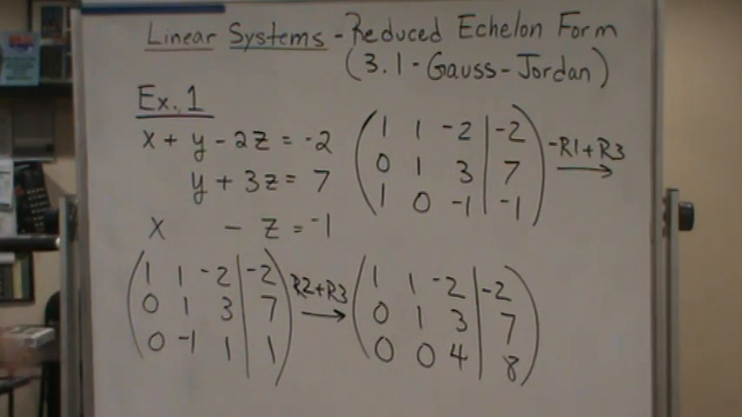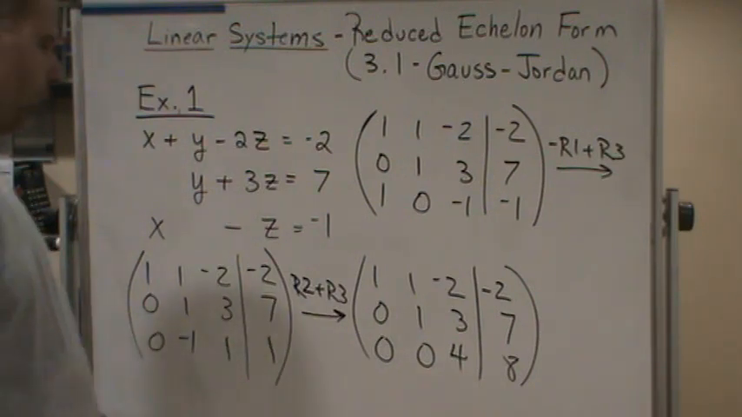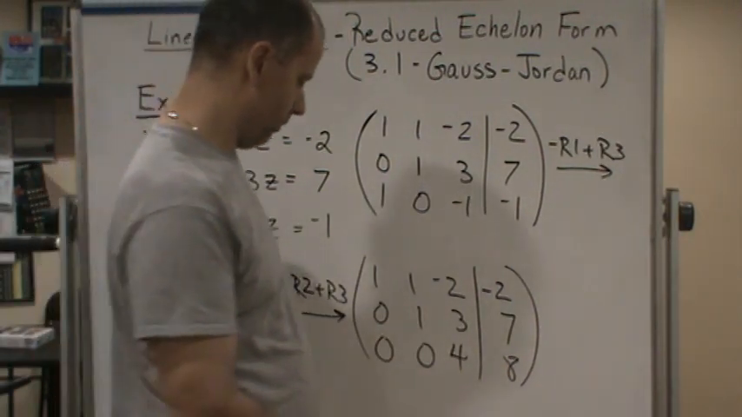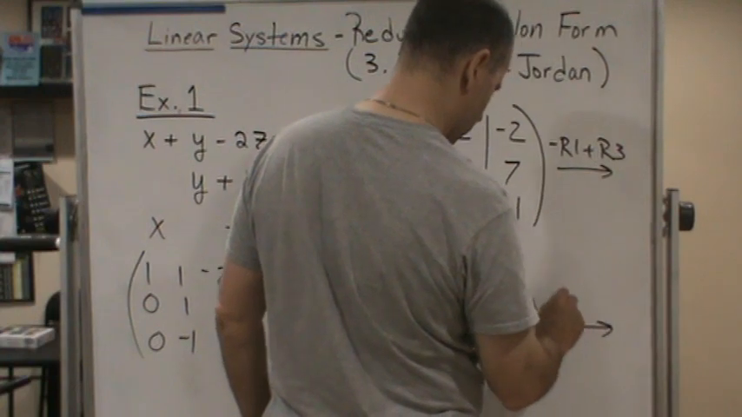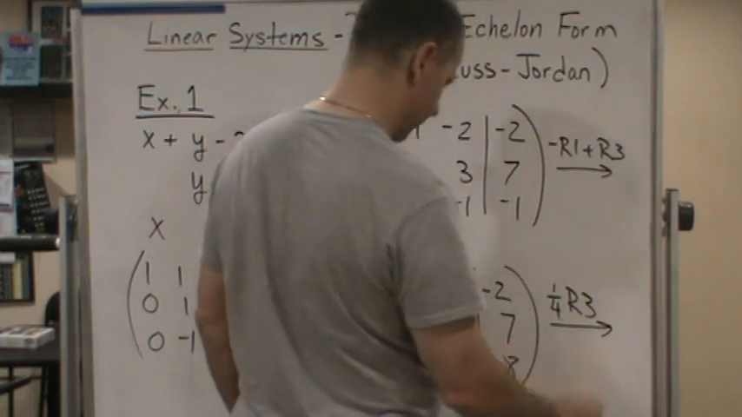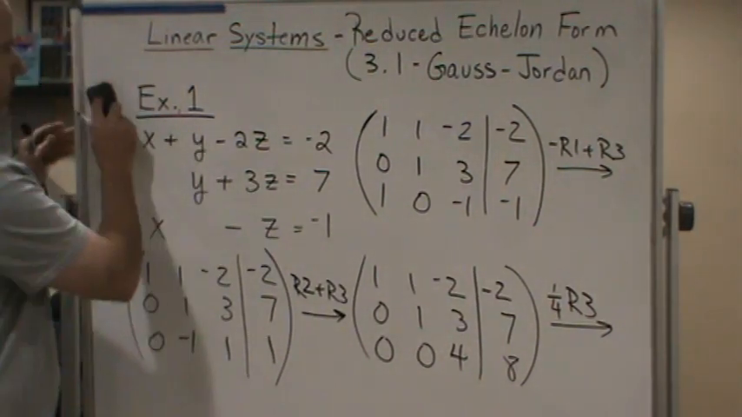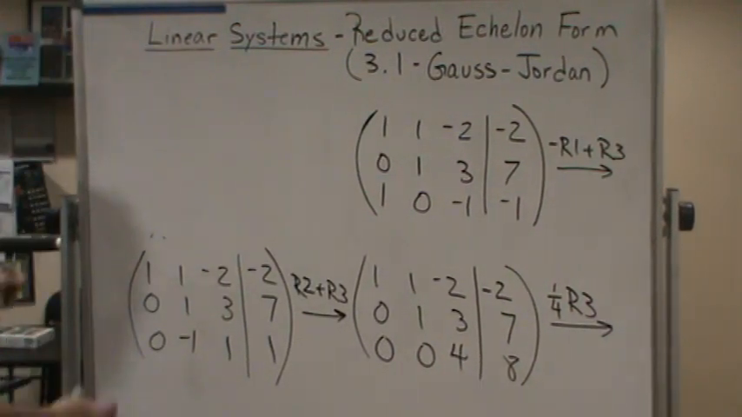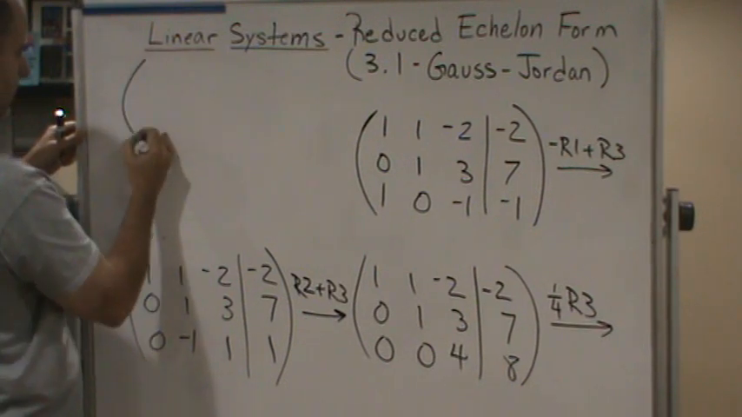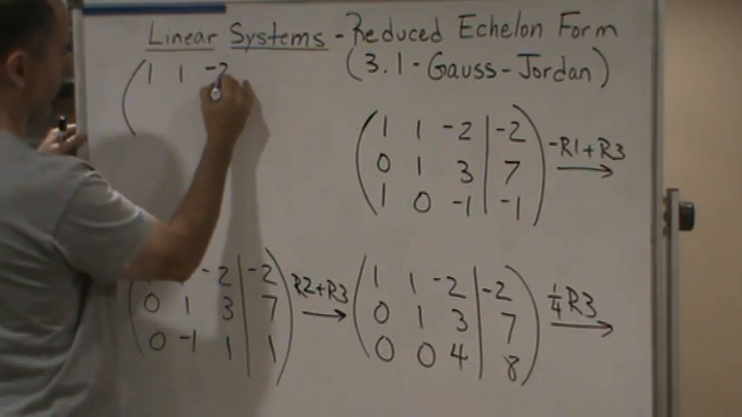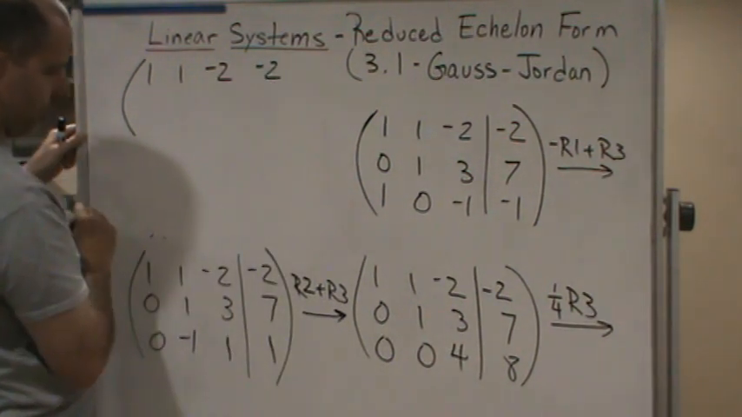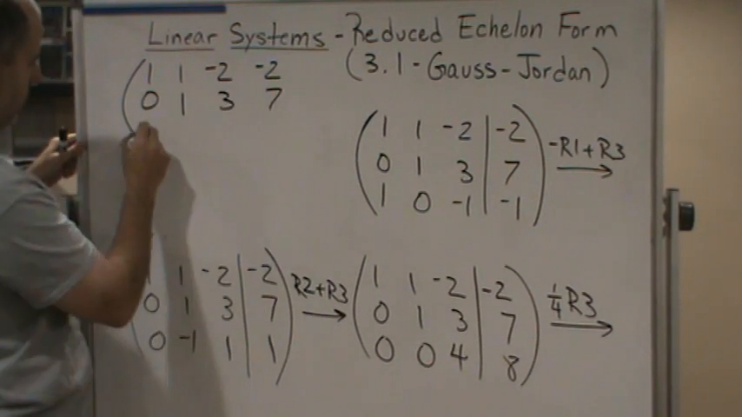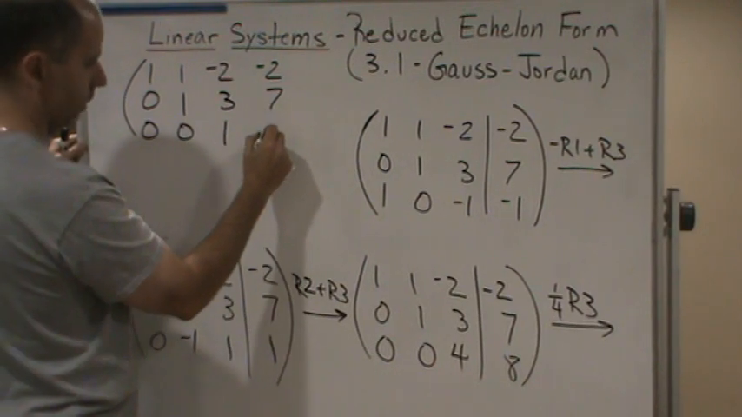Now this is normally where we would stop, right? In the Gauss method, this is where we'd stop. We're going to keep going. I'm going to multiply the bottom row by 1/4. Okay, I'm just going to do a scalar multiple. So I'm going to do 1/4 times row 3. So now my matrix becomes this. It's going to be 1, 1, negative 2, negative 2, 0, 1, 3, 7, 0, 0, 1, 2.